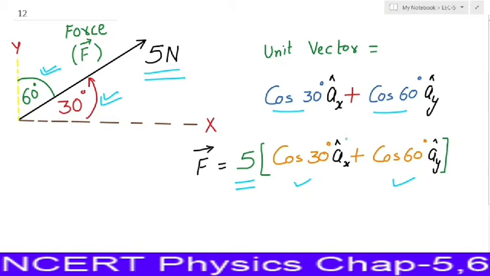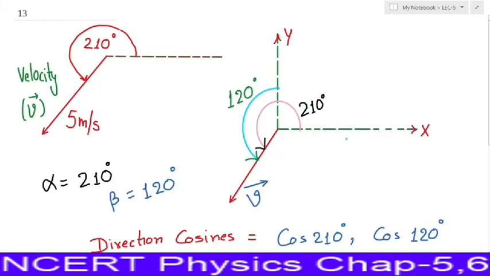Now we take the second example, of velocity. The magnitude we know, that is 5 meter per second. Now the unit direction we have to calculate. For this, I should know the respective angles which this vector makes with the positive x-axis and the positive y-axis. So this vector makes 210 degree with the positive x-axis. Now how much angle is it making with the positive y-axis? So this much angle is made with the positive y-axis.